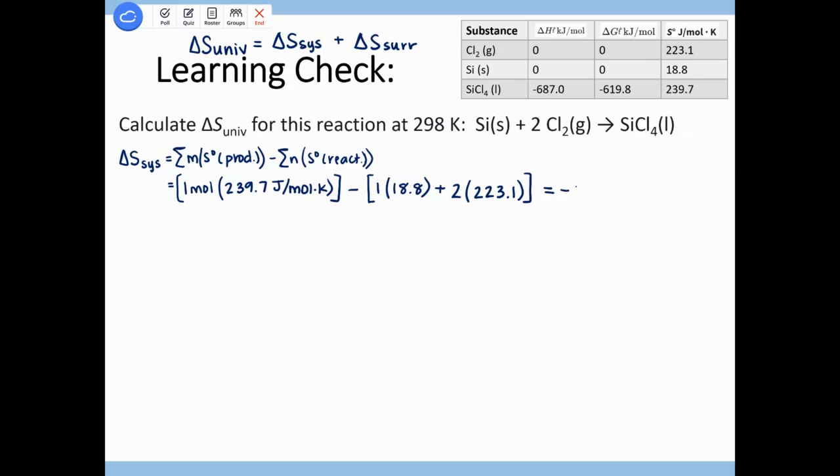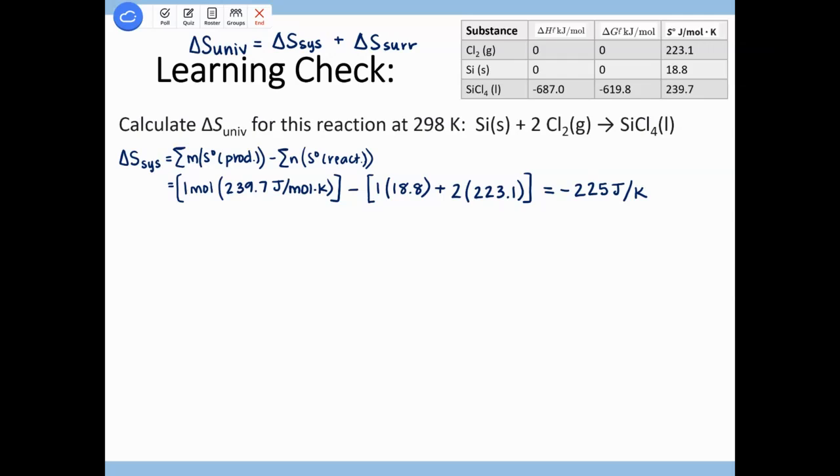This value here is negative 225 joules per Kelvin. Let's think about that value. So we have a negative change in entropy here. Remember, a negative change in entropy means that entropy decreases. That means we have fewer microstates, less disorder in the system.